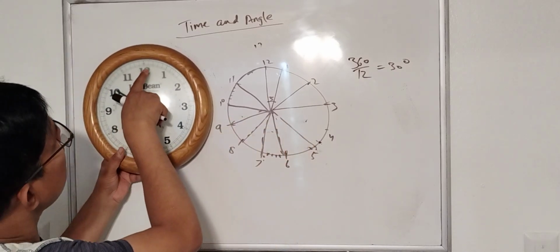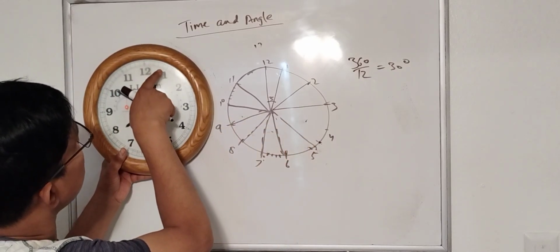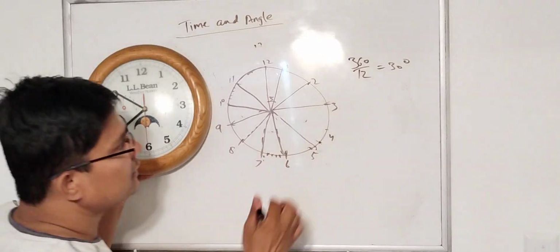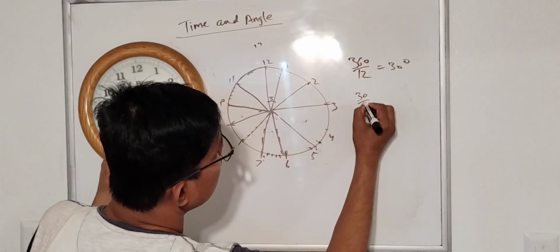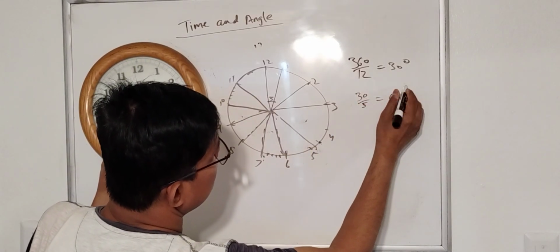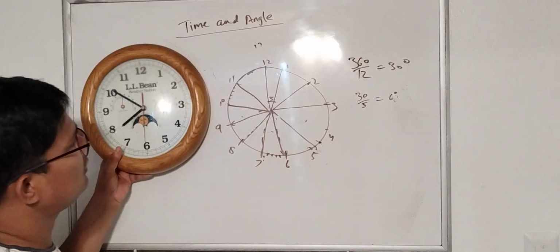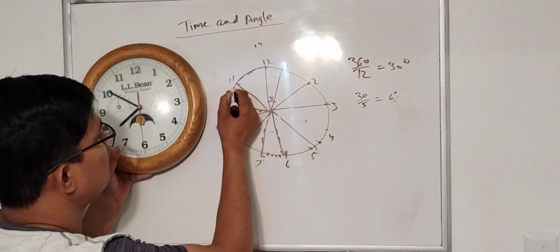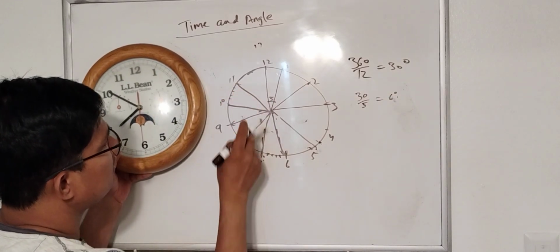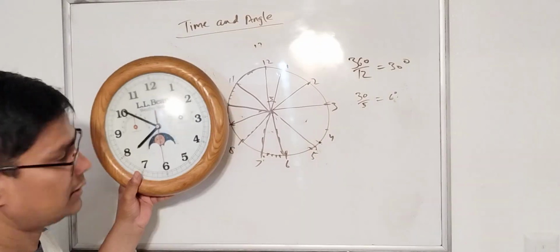So if you see here, there are 5 smaller sub blocks, which is 30 divided by 5, equal to 6 degrees. 6 degrees each of them here. 1, 2, 3, 4, 5, all these sub blocks will be 6 degrees.